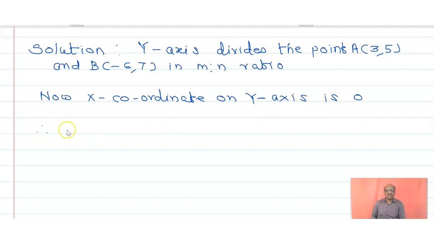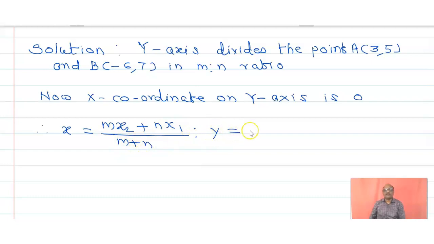जर समजा आपण तो फॉर्म्युला लिहिला, x इज इक्वल्स टू व्हॉट इज दॅट फॉर्म्युला? (m x2 + n x1) upon (m + n). And what about y here? y म्हणजे काय इथे? (m y2 + n y1) upon (m + n). आपल्याला कोऑर्डिनेट माहिती आहे.